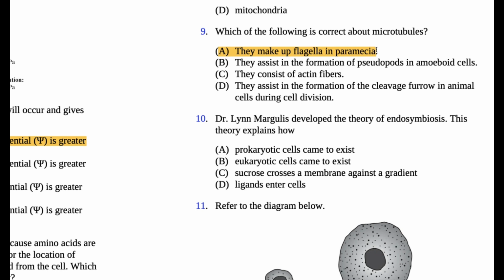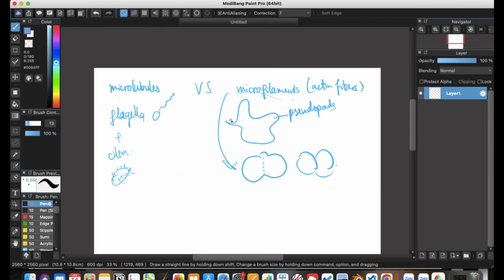So let's take a look at this. I'm going to dive a little bit more into the microtubules because they actually do another job, which is the formation of spindle fibers.